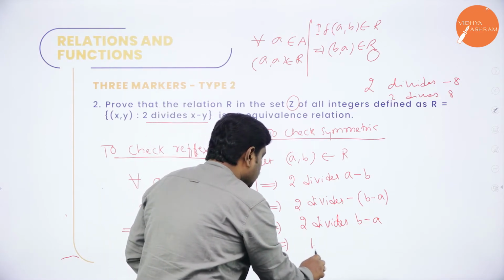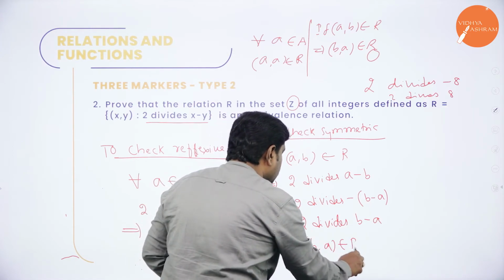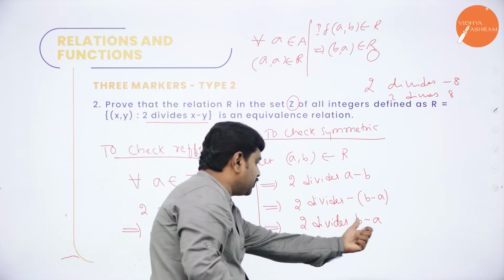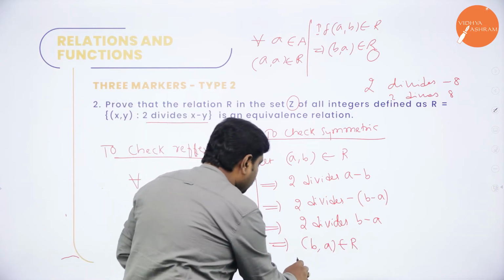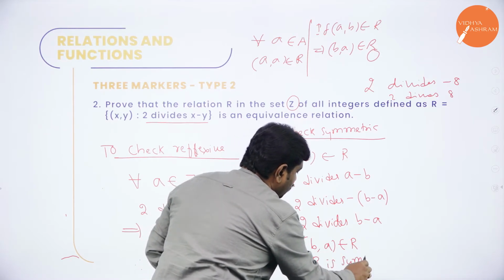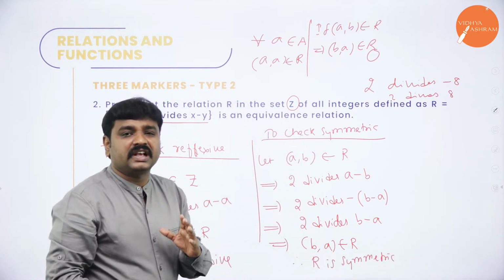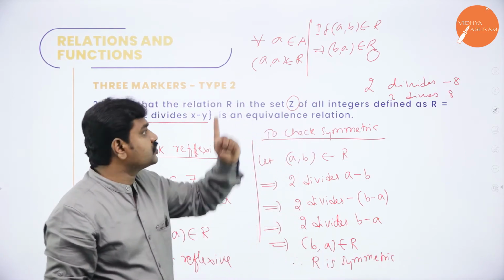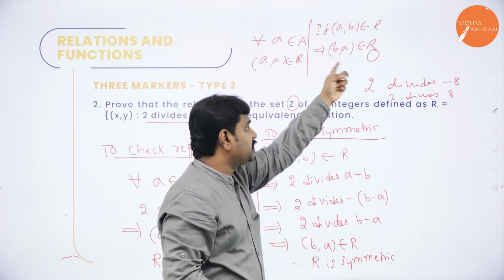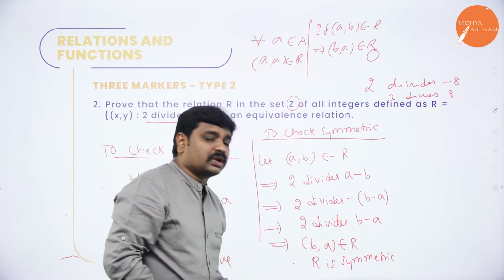That implies if 2 divides B minus A, then I can say B comma A belongs to R. I told you, if 2 divides x minus y, xy belongs to R. Similarly, if 2 divides B minus A, then BA belongs to R. Therefore, R is symmetric. We proved it. To prove, we don't take any example, we will generalize. To generalize, we will use the definition. What is symmetric? If AB belongs to R, then BA should belong to R. So I took AB belongs to R, I proved BA belongs to R, therefore it is symmetric.